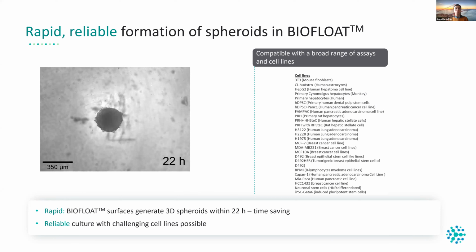Further, these ultra-low attachment plates are compatible with a broad range of cell lines, primary cells, and stem cells, and allow a reliable culture with challenging cell lines.